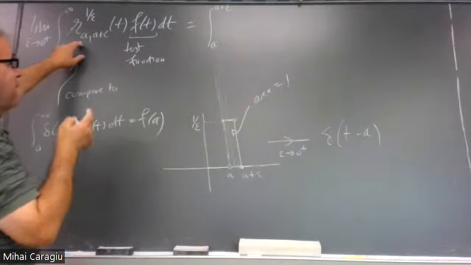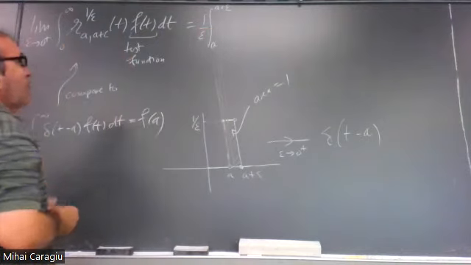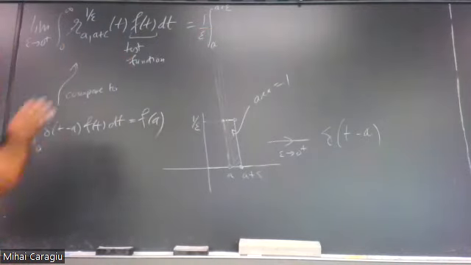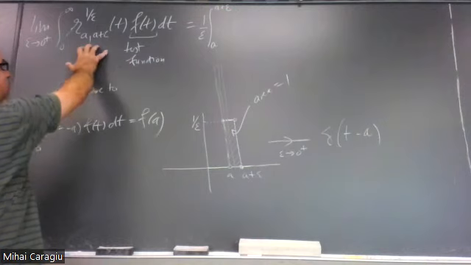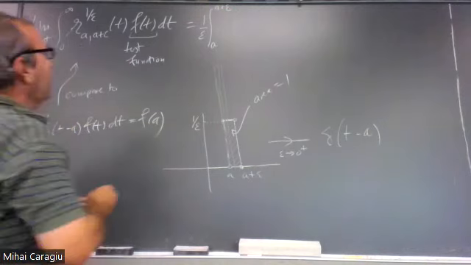The rectangle between a and a plus epsilon has height 1 over epsilon. 1 over epsilon being a constant, we put the constant in front. So the rectangle got 1 over epsilon. The constant is taken out in front of the integral. Then we are left with f of t dt.